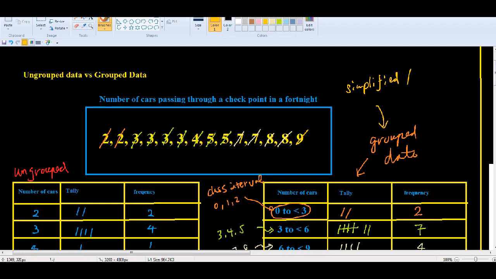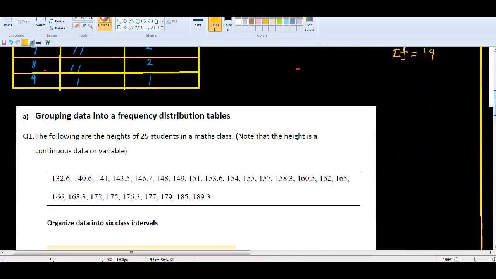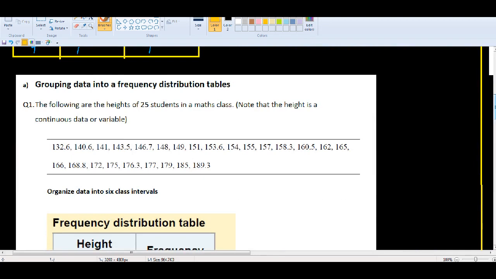Okay, so smaller table, but at the same time less accurate. Okay, so that's a trade-off. Less accurate. Alright, so that's the feature. Alright, so today we are going to do a lot of grouped data.